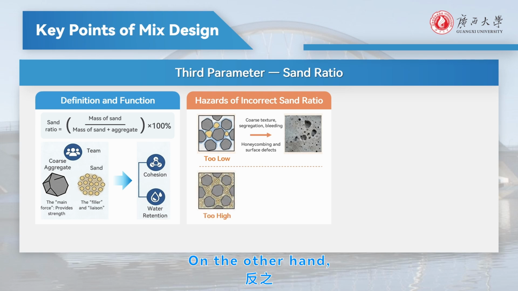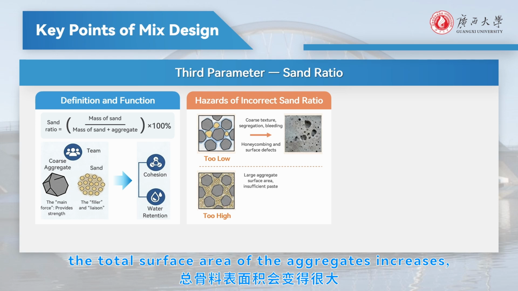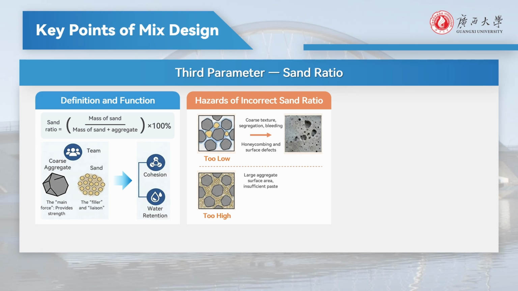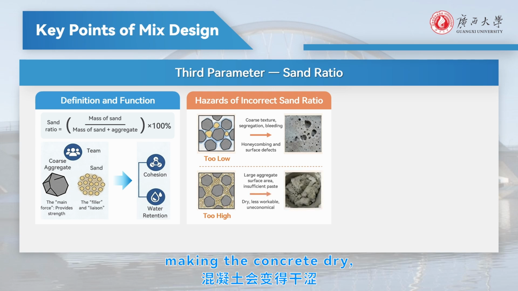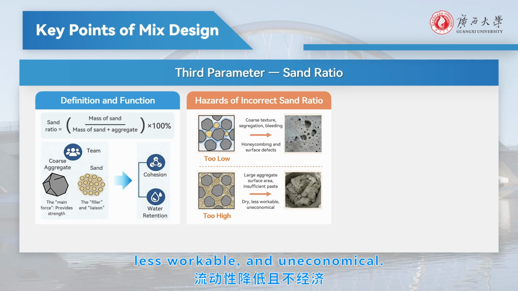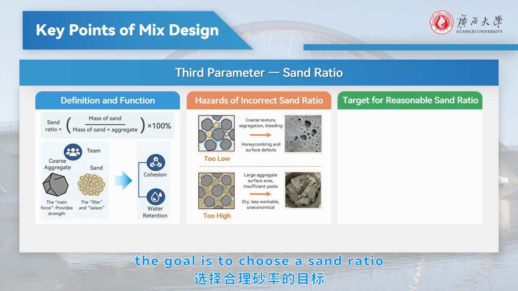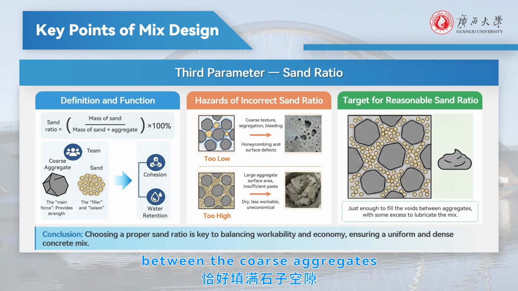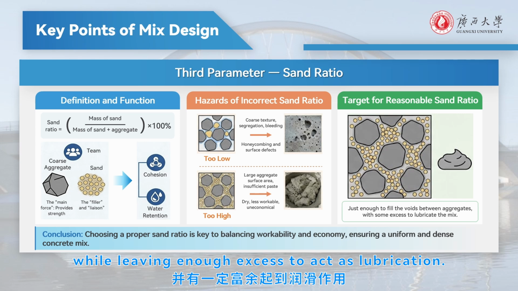On the other hand, if the sand ratio is too high, the total surface area of the aggregates increases, requiring more cement paste to coat them. With a fixed paste amount, the coating becomes thin, making the concrete dry, less workable, and uneconomical. Therefore, the goal is to choose a sand ratio that just fills the gaps between the coarse aggregates while leaving enough excess to act as lubrication.